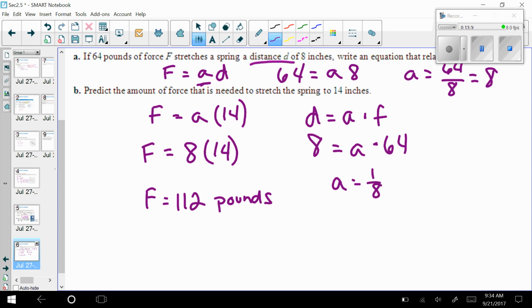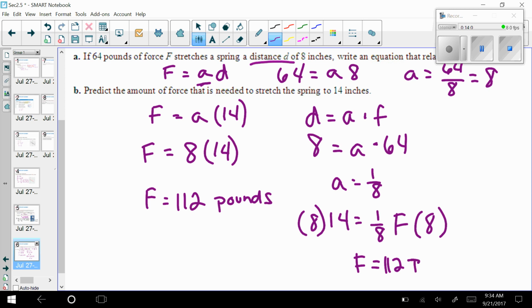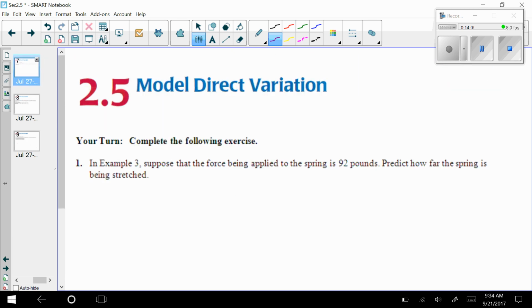And then when I found the force needed for 14 inches, I would have said that 14 equals 1/8 F. And then I would have multiplied both sides by 8, and I would have got F equals 112 pounds. So as long as you're consistent with the x values and the y values you're using, you'll get the same answer for your solution.